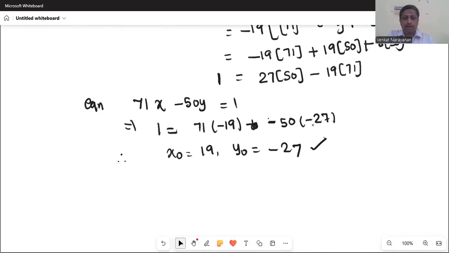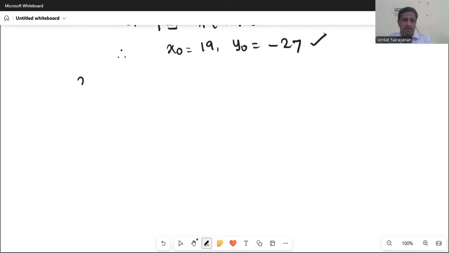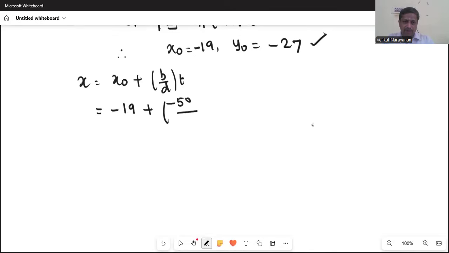Now we come to the final solution for the problem. x is equal to x naught plus B by D into t. x naught is minus 19. B is minus 50, divided by D which is 1, into t. So the answer is x equals minus 19 minus 50t.